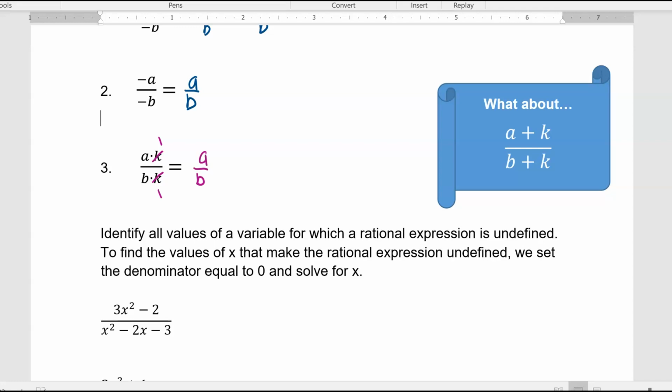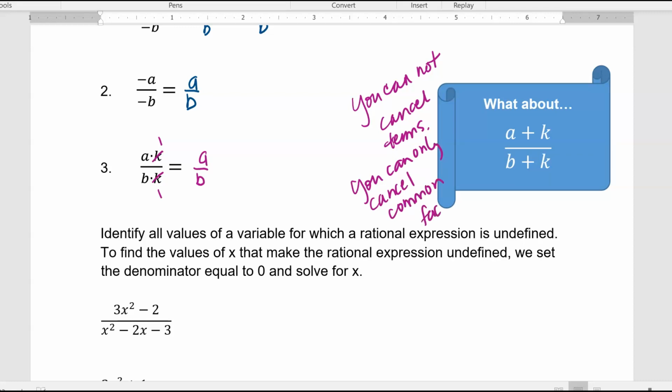Now what about over here, a plus k over b plus k? Can you cancel out the k's in this case? Actually, no, you cannot cancel out the k's if you have terms. So here is something that you definitely need to write down. You cannot cancel terms. You can only cancel common factors.